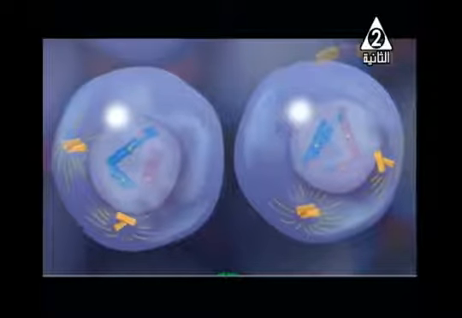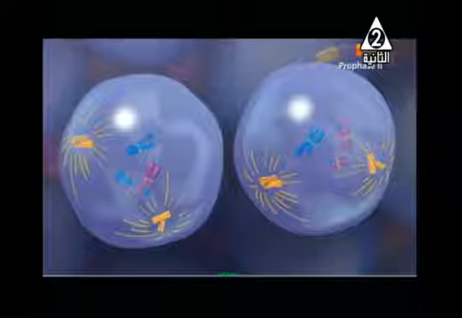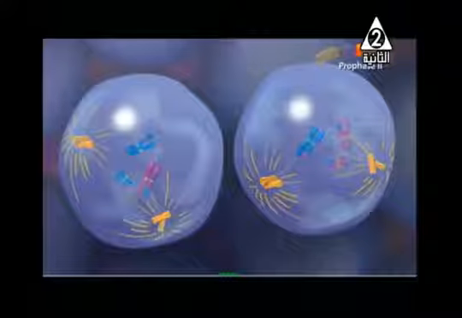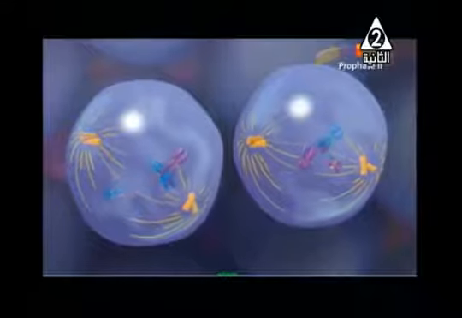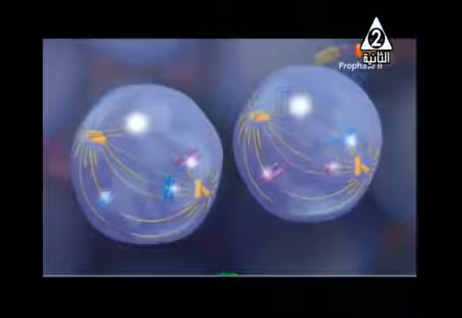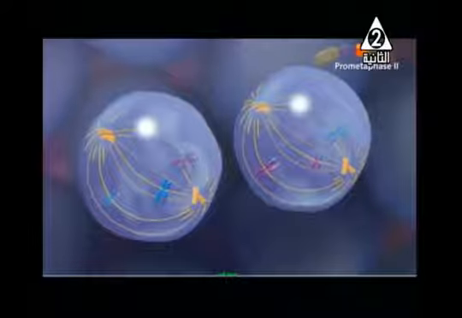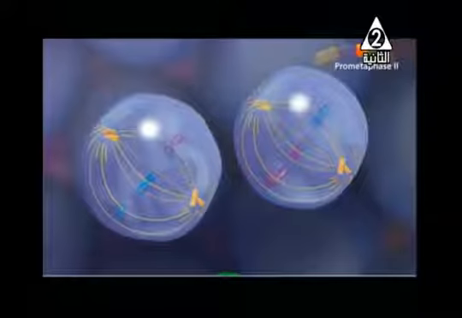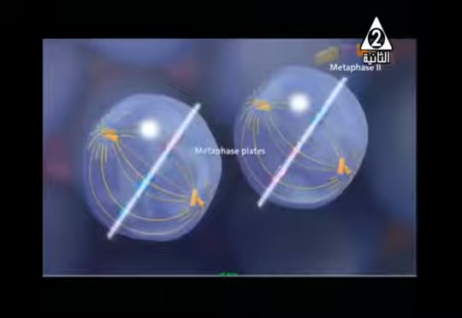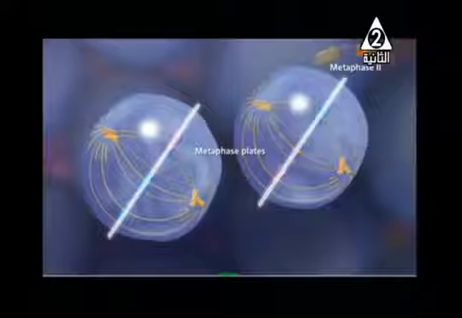How does the second meiotic division take place? The two cells resulting from the first meiotic division undergo prophase 2. In prophase 2, the nuclear membrane and the nucleolus disappear. The chromosomes float in the cytoplasm of the cell. Then the centrosome migrates to the cell poles to form the spindle fibers. Then the cell undergoes metaphase 2.